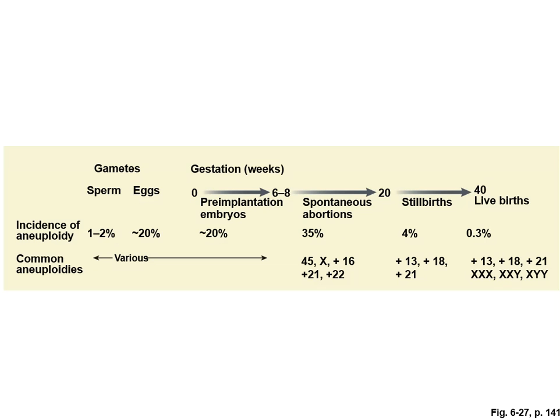Okay, the frequency of aneuploidy changes dramatically over developmental time. Between 6 to 8 weeks and 20 weeks, about 35% of spontaneous abortions are aneuploid. Around 20 weeks, the frequency falls by an order of magnitude to about 4% of stillbirths. The frequency decreases again by an order of magnitude, with about 0.3% of newborns being aneuploid.